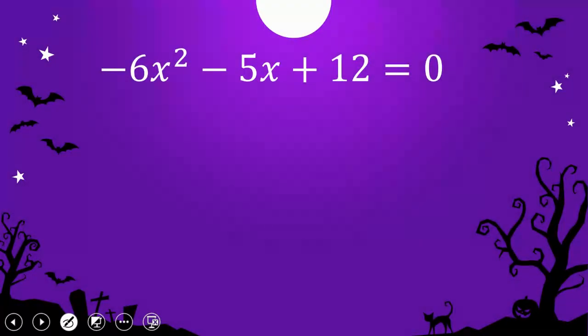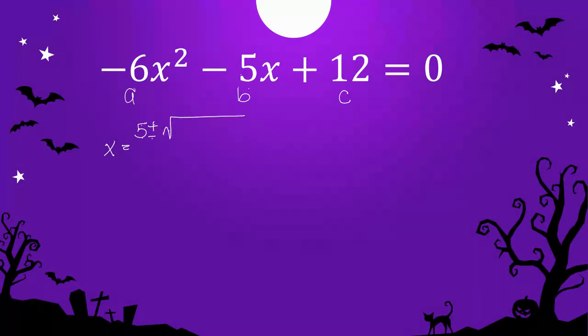Let's try another one. Here we have a is negative 6, b is negative 5, and c is 12. And of course, you have the quadratic formula written down in your notes. I'm not going to write it down again, but I am going to do the problem. So the opposite of b, since b is already negative 5, I'm going to make it positive 5, plus or minus the square root of negative 5. Notice I'm using parentheses, that's important. Minus 4 times a, which is negative 6, times c, which is 12, all over 2 times a, which is negative 6.